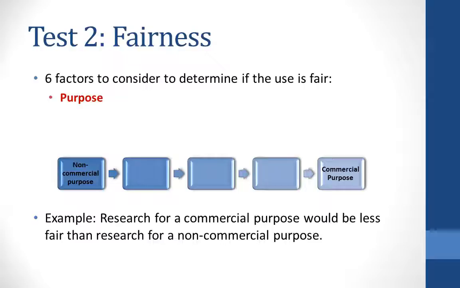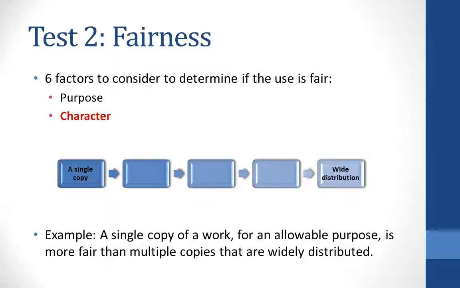Purpose is the first factor. Not to be confused with the purpose of the dealing in Test 1, which is a statutory requirement that must be satisfied in order for a use to be considered fair dealing. In Test 2, the fairness factor of purpose relates to the goal for which the use took place. For example, research is an allowable purpose, but research for a commercial purpose will be less fair than research for a non-commercial purpose.